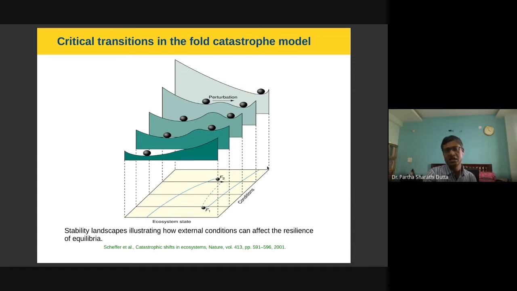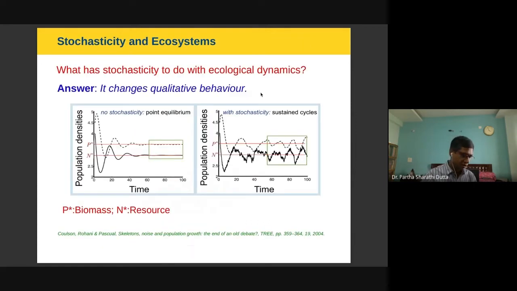And once the condition is at the right extreme, there is no more upper steady state and it crosses the F2 point. If there is a small tiny perturbation in the vicinity of F2, or if one crosses F2, the system is at the alternative state, the lower steady state. So this is in the deterministic framework, and as I said, in natural systems noise will be present. Then the question comes, what does stochasticity have to do with ecological dynamics?